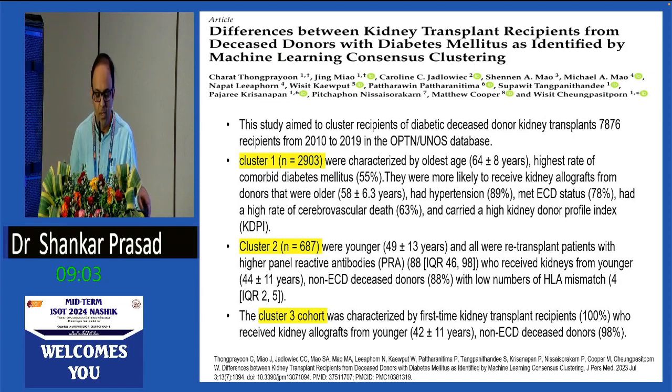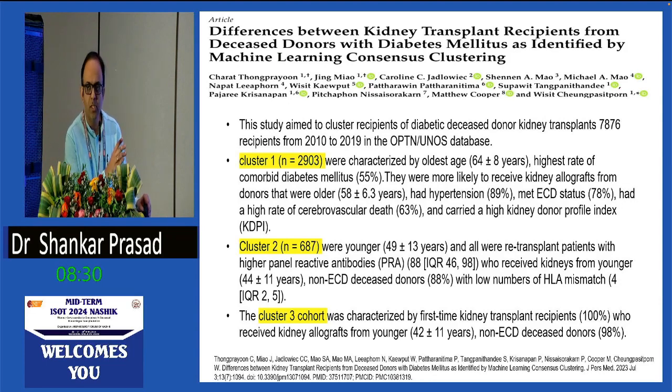In the recent publication in 2023, where they used artificial learning, they took all diabetic donors and clustered the recipients into cluster 1, 2 and 3. Cluster 1 are the ones with poorer survival: the oldest age, the highest rate of comorbid diabetes mellitus, and they received the organs which were bad kidneys, with hypertension, ECD status of about 78%, and high KDPI.